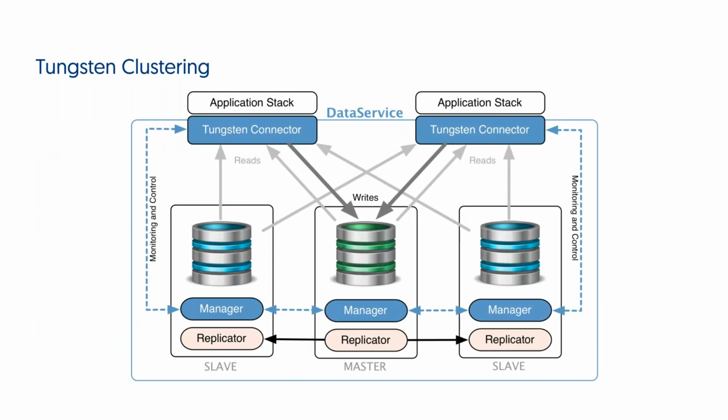So let's just zoom in a little bit more on the clustering. We've got a number of existing customers on the call, and I know many of you will be familiar with this. However, let's just take a quick, deeper look at what makes up the cluster. First, we have the database nodes. For clarity, we have the master in the middle, which is the green node, and we have the two slaves either side, the blue nodes. On each host, we have the manager and the replicator.